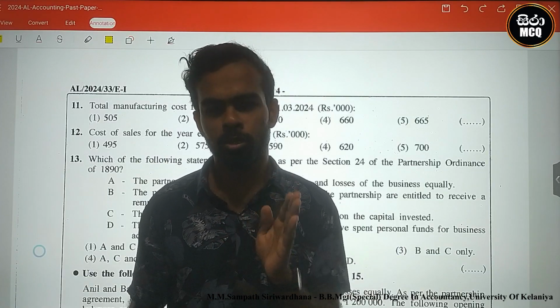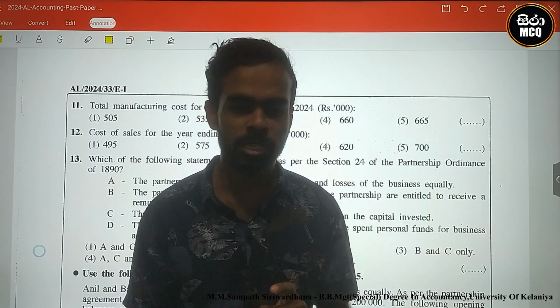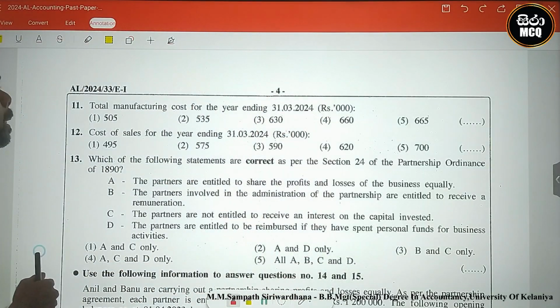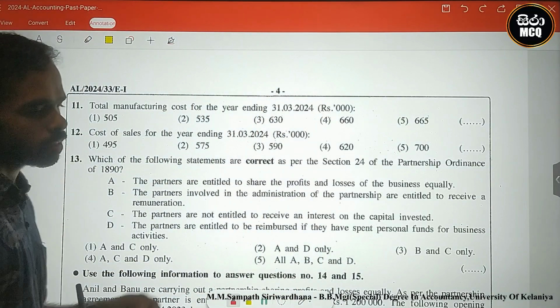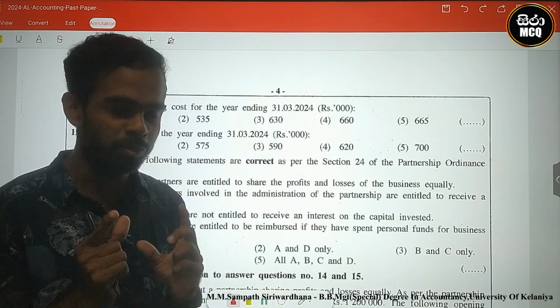Today we discuss the 2024 Advanced Level Accounting Paper MCQ, English medium. Which question number? Question number 11. Questions number 11 and 12 are related to only one piece of information.